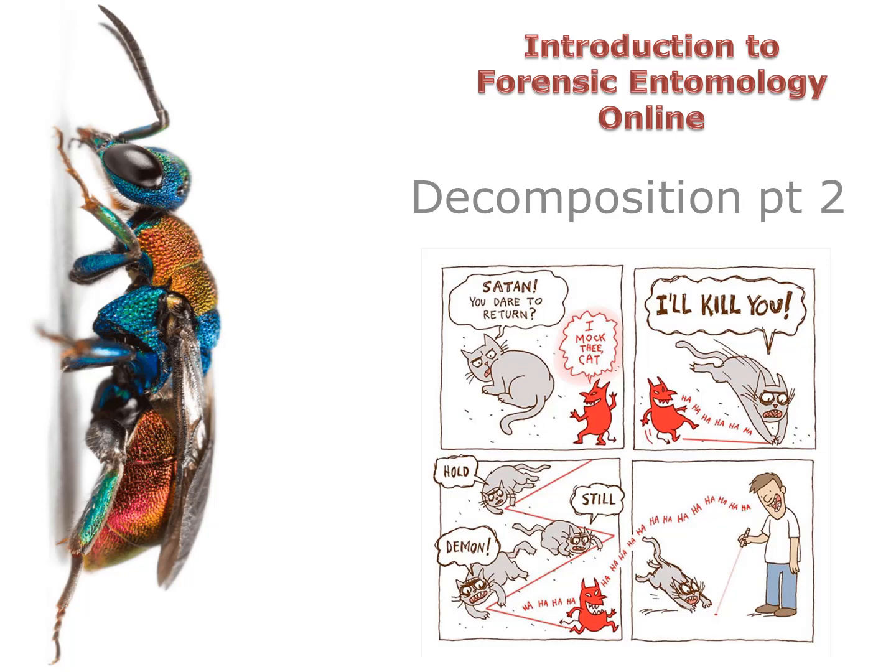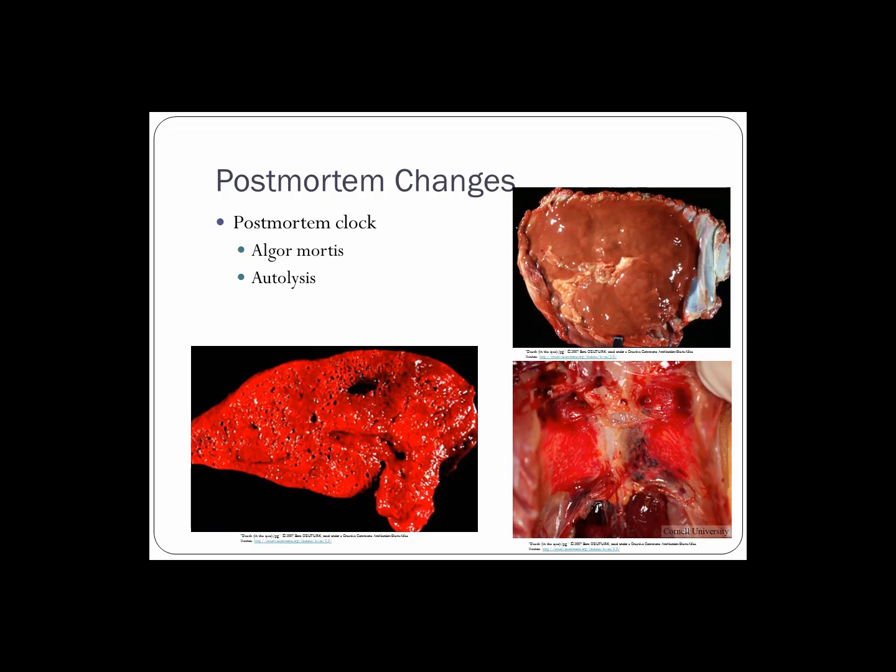Next is autolysis. Autolysis is more commonly known as self-digestion. Auto means self, lysis means to burst open cells. So it's self-digestion of your tissues. After death, autolysis starts when the cell metabolism stops.